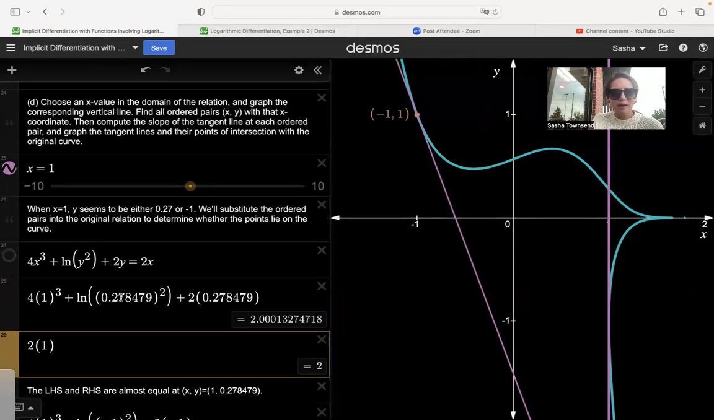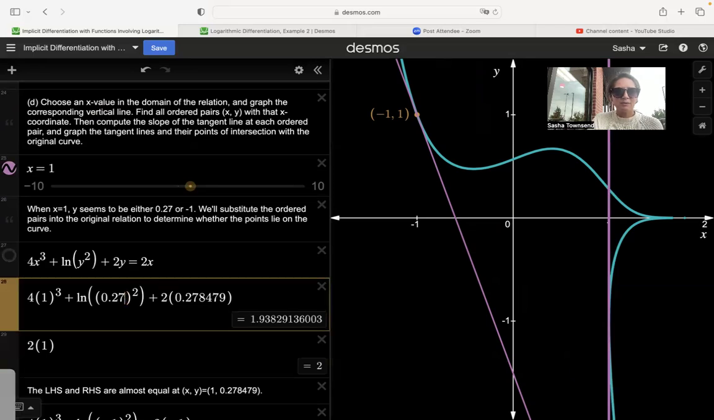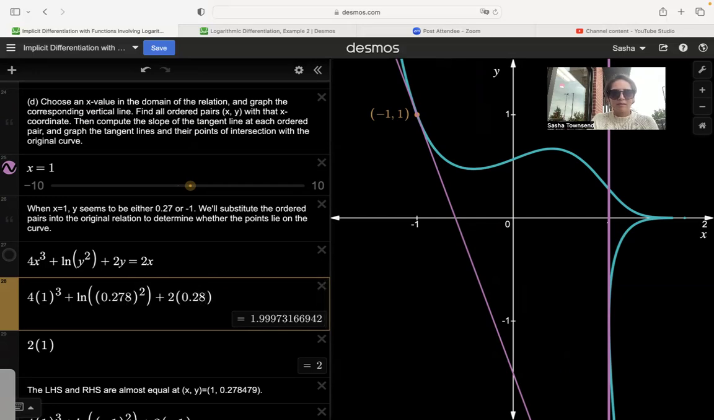So I started adjusting that y value. Initially, I had 0.27, and I saw that that was too low. And I said, well, what about 0.28? That's too high. Well, maybe it should be 0.278, and that's a little bit too low. So maybe it should be 0.2784, and that's a little too high. So maybe we should do 0.2783 here. 0.28, no. 0.2, no, that's not it.